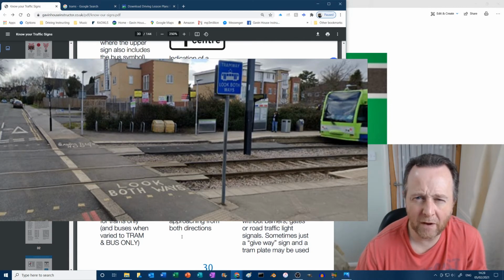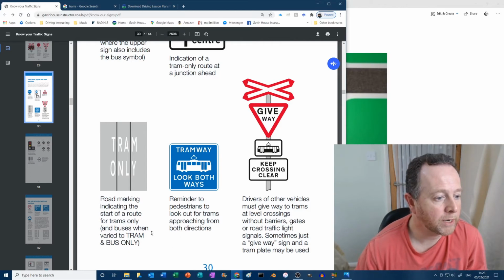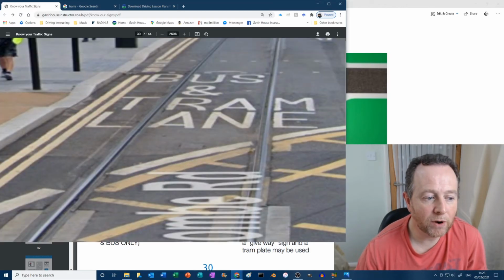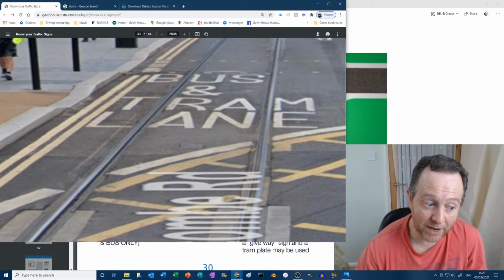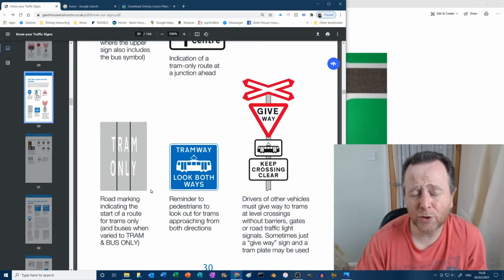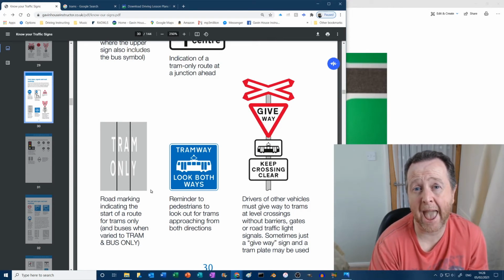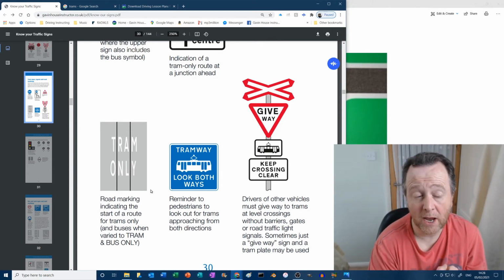From where we are in Farnborough, Croydon I think is our nearest trams. I often go there if I'm doing a Pass Plus course. Right, and then we've got tram only written on the floor, so we've got road markings indicating the start of a route for trams only, and buses when varied for tram and bus only. Do bear in mind they are super hot on patrolling this lot. There are cameras everywhere, alright?